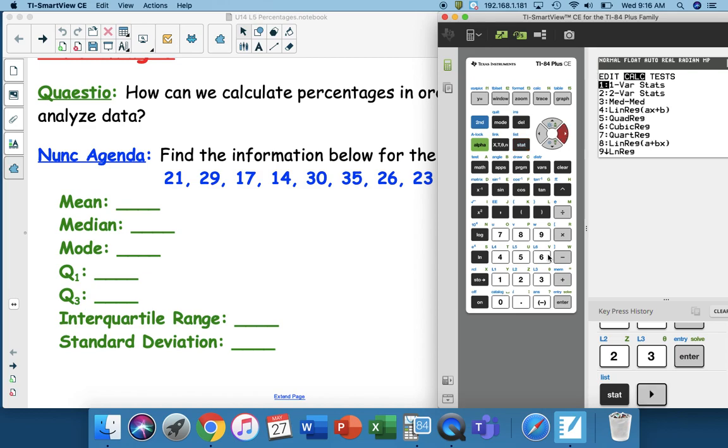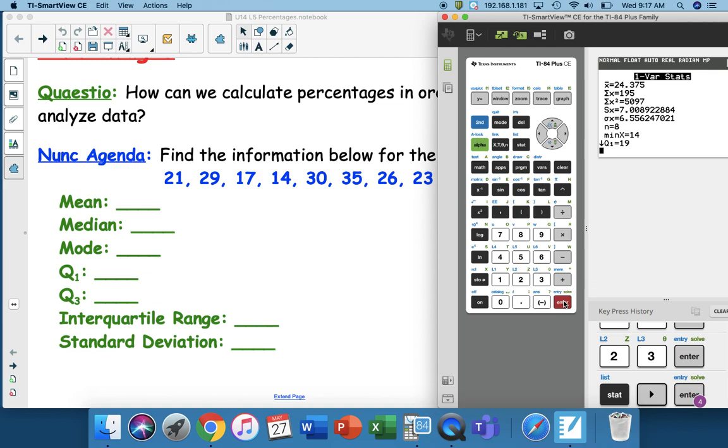Go over to calc. Press 1, variable stats. Enter, enter, enter. And calculate. All right. So let's type in our information now.